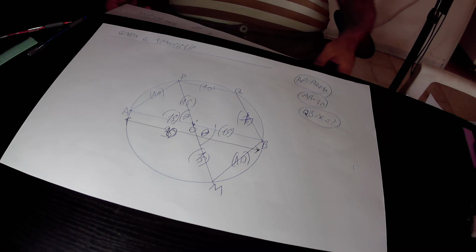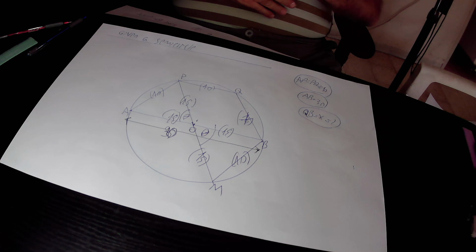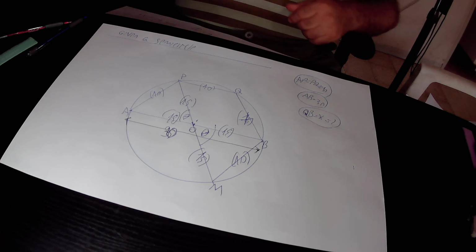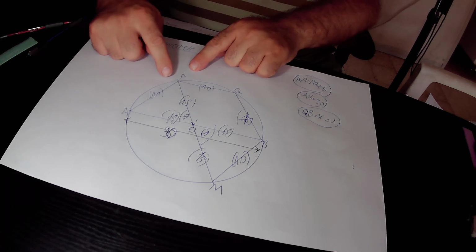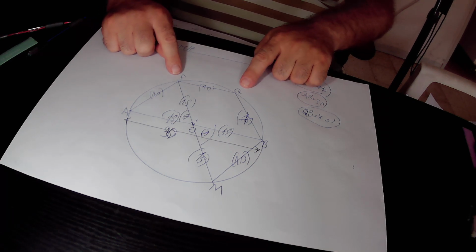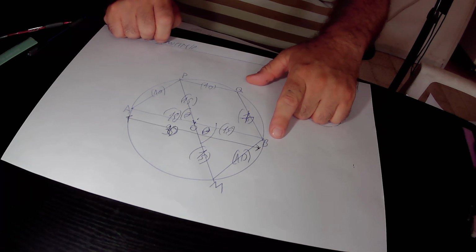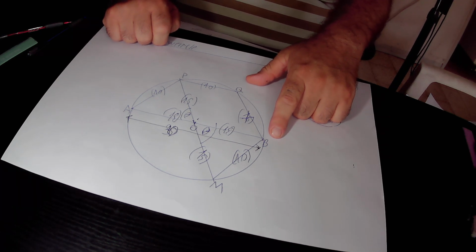So in the original drawing we have a semicircle. Inside this semicircle we have chord AP that is equal to 10 units in length. We also have chord PQ that is also equal to 10 units in length. And we have chord QB that is equal to x. We have to find the length of chord QB, that is, the value of x.